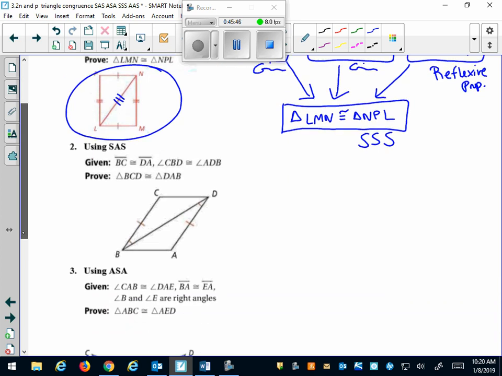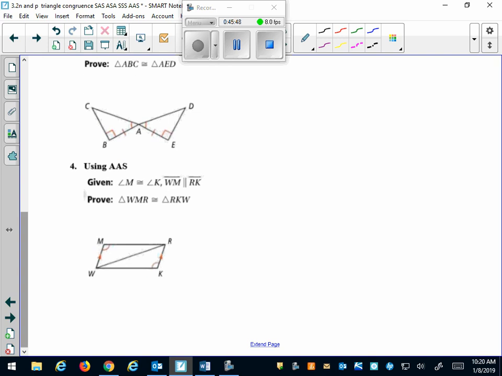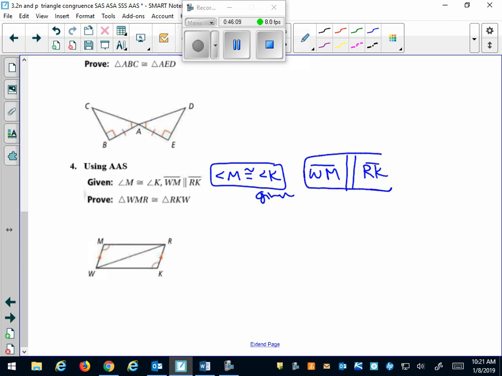Okay, I'm going to skip numbers 2 and 3 and go down to number 4. Start with our givens. Angle M is congruent to angle K. They have it marked for us. And then look what they tell us. WM is parallel to RK. And they have these arrows here.